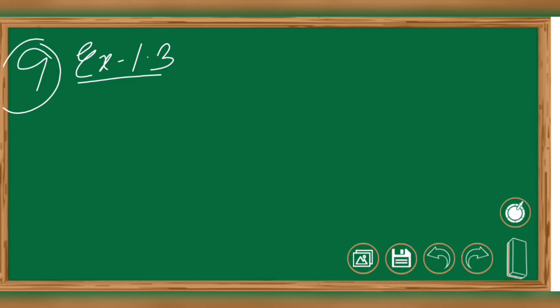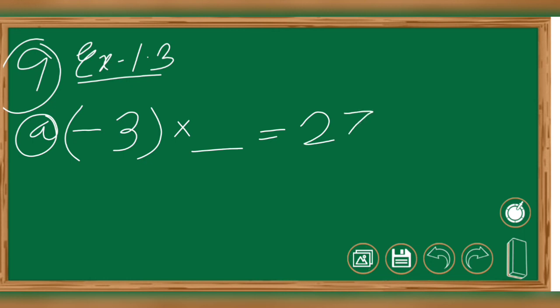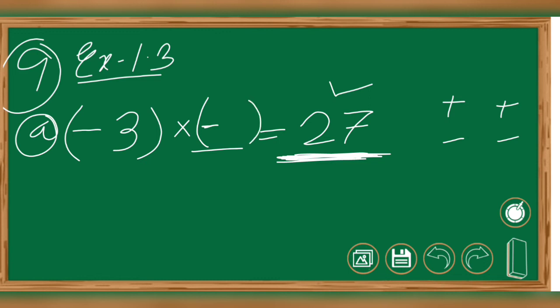In question number 9, it is written, replace the blank with an integer to make it a true statement. So first sum, it is written minus 3 multiplied by dash is equal to 27. So you can see the product is 27, and also you can see this is a positive integer. For making the answer a positive integer, definitely the two numbers must be positive or the two numbers must be negative. So here whatever number will be placed will be a negative integer. Next, with 3, that specific number will be multiplied so that we can get 27 as the product.